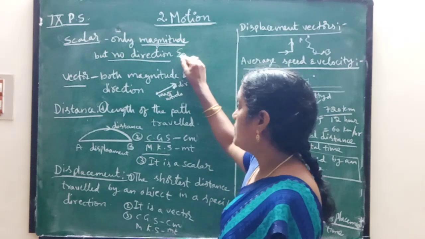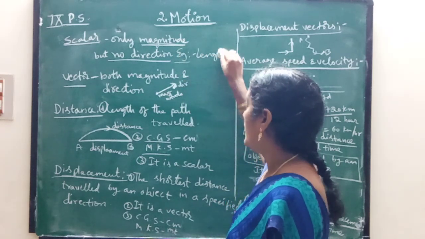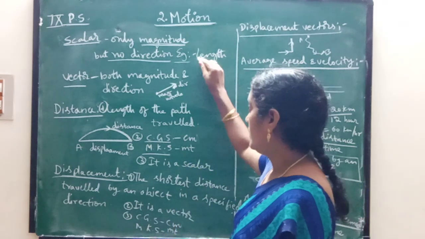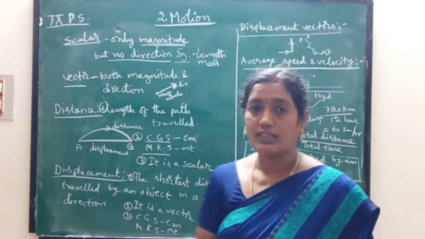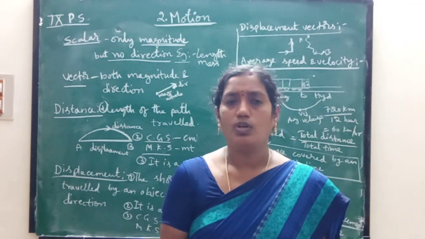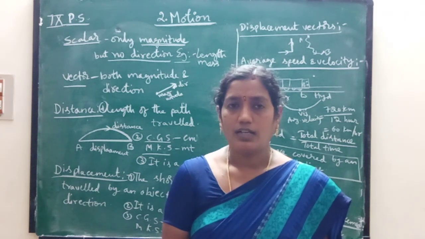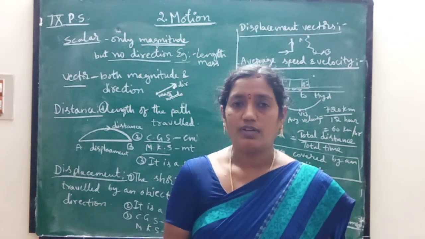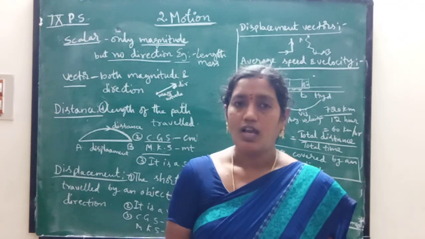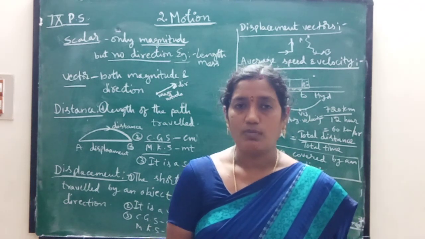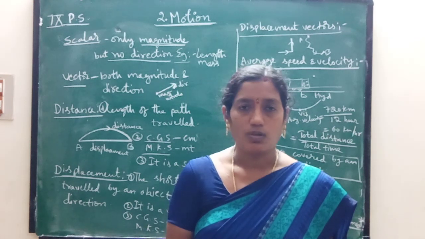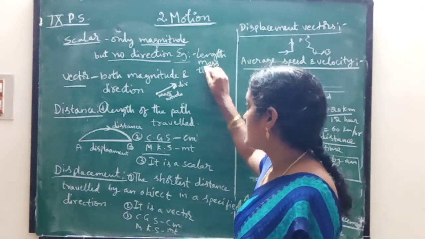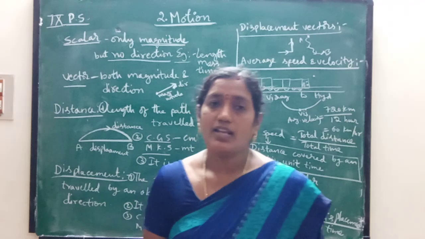See children, the examples for this scalar quantity are length. For measuring length we don't need any direction. And in order to measure the mass of a particular thing, if you want to know your weight, children, or the mass of vegetables, then you don't require any direction. And if I ask you what is the time now, you will tell it is 9 o'clock, 10 o'clock. Here also there is no direction required. So length, mass, time, these are all examples of scalars.